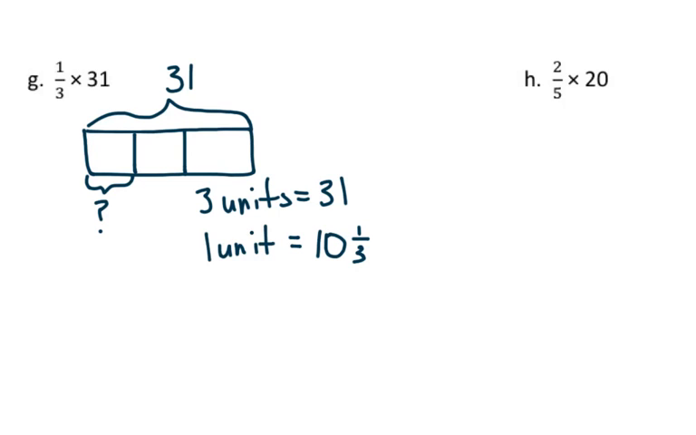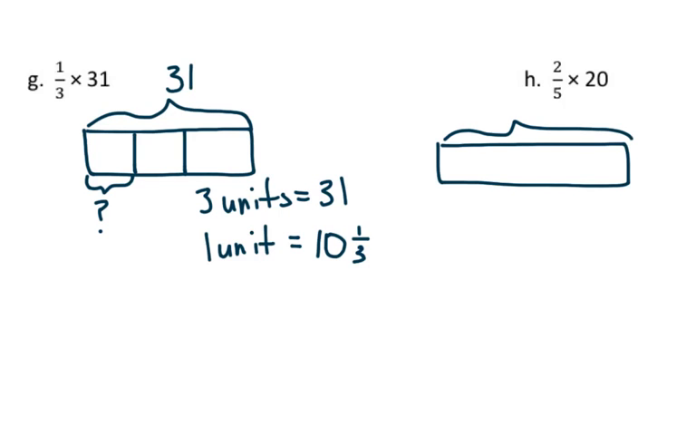So we have H, which reads 2/5 times 20. So 2/5 of 20. I'm going to draw another tape. And now I'm going to say that this whole thing represents 20. I want to know what 2/5 of that is going to be. So I'm going to section this off in fifths. But now instead of just one of these sections, I want to know what 2 of those sections is going to be. 2 of those units.